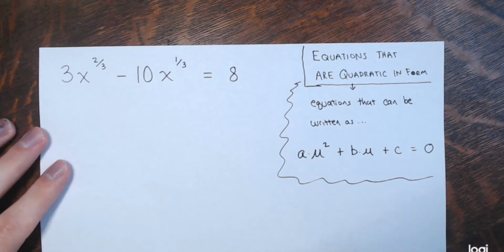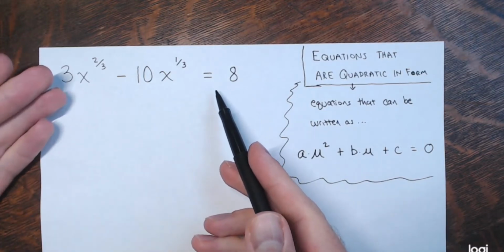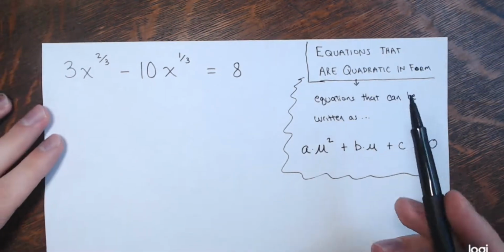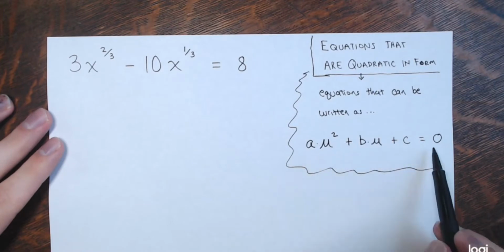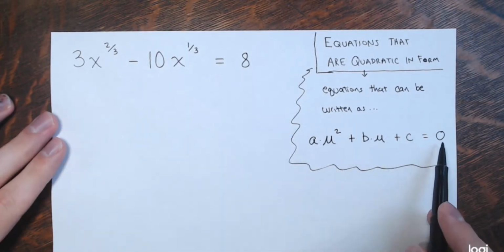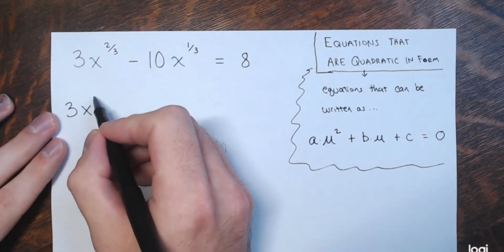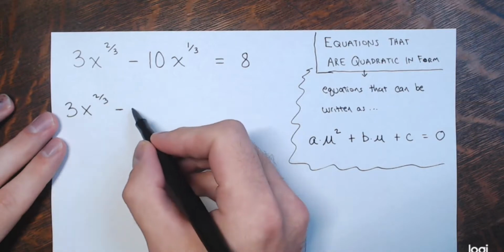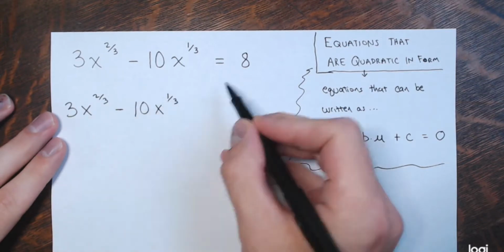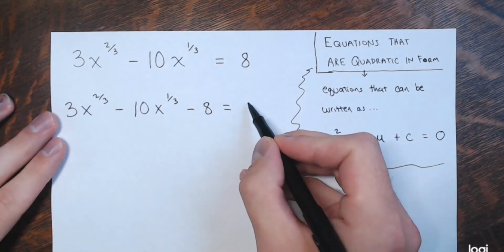Alright. So let me show you that this equation that I'm first given is one that's quadratic in form, can be expressed this way. First I want to get everything on one side, 0 on the other. So we have 3 times x to the 2/3 power minus 10 times x to the 1/3 power. And then I would be subtracting 8, minus 8 equals 0.